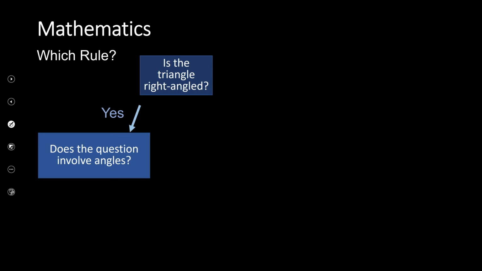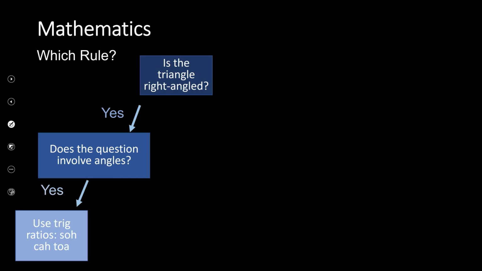Now we're just going to use grade 10 work. And what was the grade 10 work? It was the introduction to trigonometry where we did the trig ratios. So we've got to use SOHCAHTOA: sine equals opposite over hypotenuse, cos is adjacent over hypotenuse, and tan is opposite over adjacent. What happens if the question doesn't involve angles?